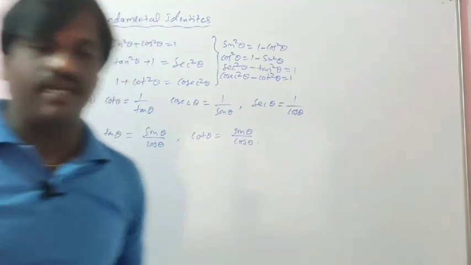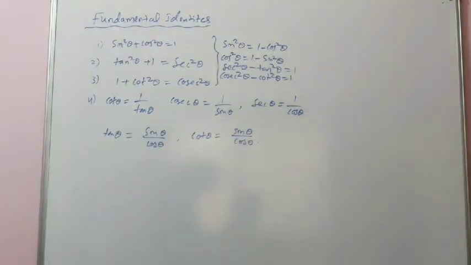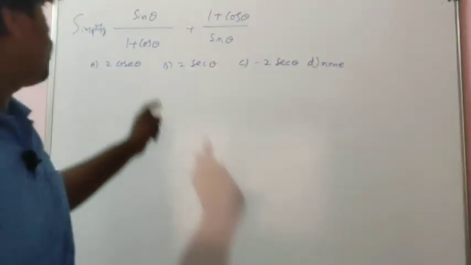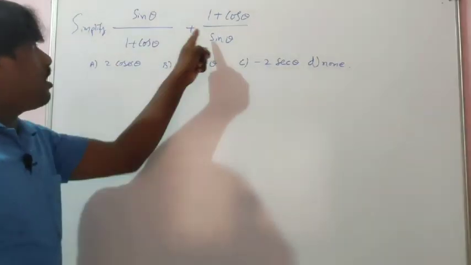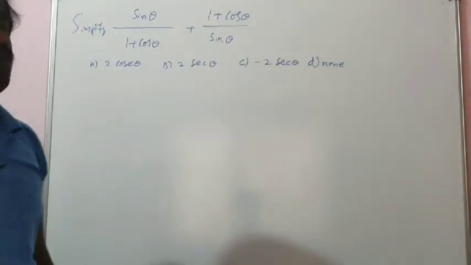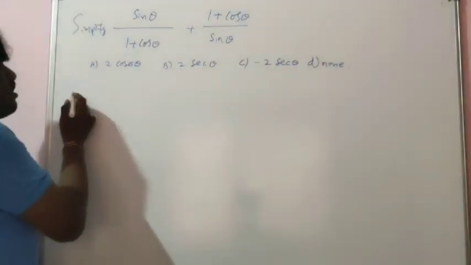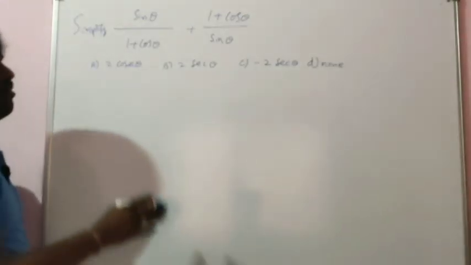Hope you understand. Let us wait for the concept. See here, this is the question. Simplify sin theta by 1 plus cos theta plus 1 plus cos theta by sin theta. These are the options given. Let us see how to solve this question. Here we are using the basic concept and solving this one.